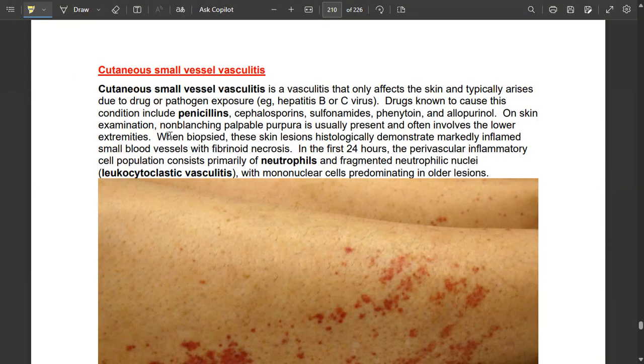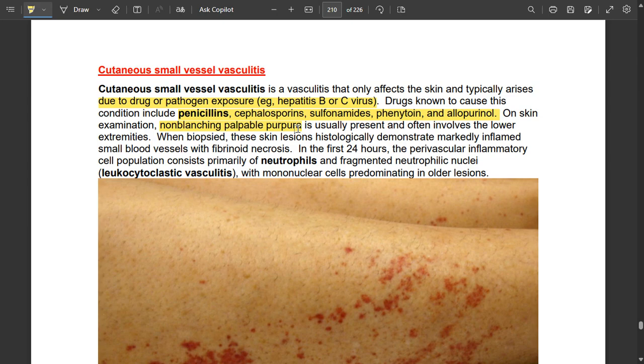Makes sense now. So, cutaneous small vessel vasculitis is a vasculitis that only affects the skin and typically arises due to drug or pathogenic exposure, for example, hepatitis B or hepatitis C virus. Drugs known to cause this condition include penicillin, cephalosporins, sulfonamides, phenytoin, and allopurinol. These are drugs that can cause small vessel vasculitis. On skin examination, non-blanchable palpable purpura is usually present. So, non-blanchable purpura.